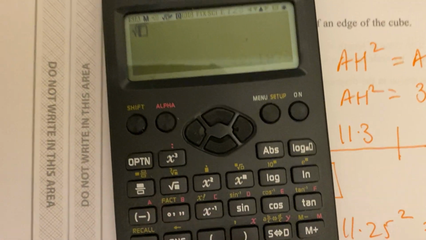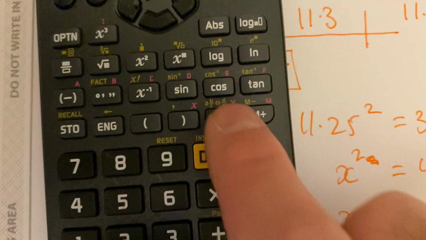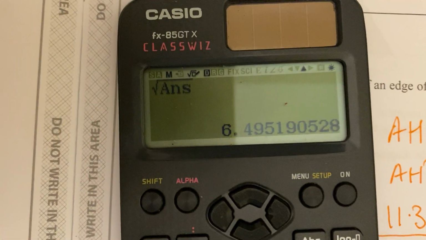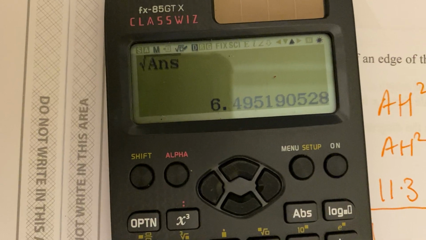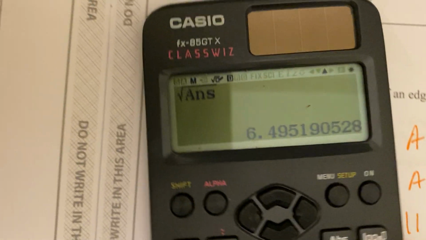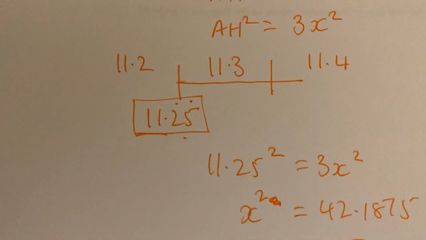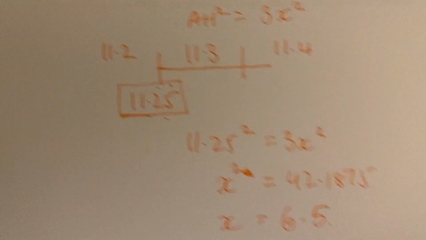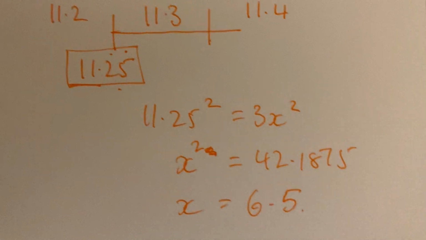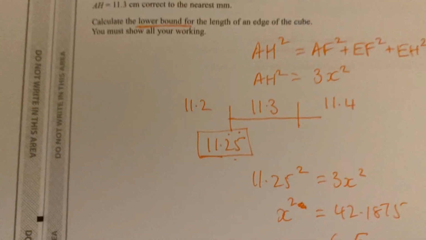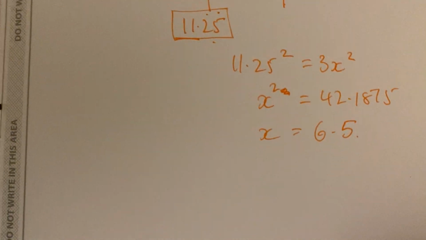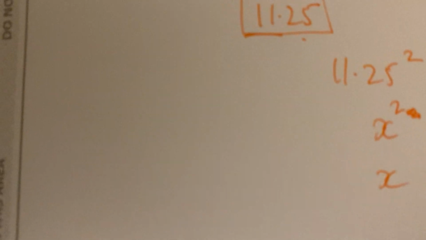So I'll press square root, answer, equals, and press my S to D button, and I get 6.5. I might write 6.495, but I should be fine with that there. Cool, hope that's really helped. Next one is the last video. Woohoo!